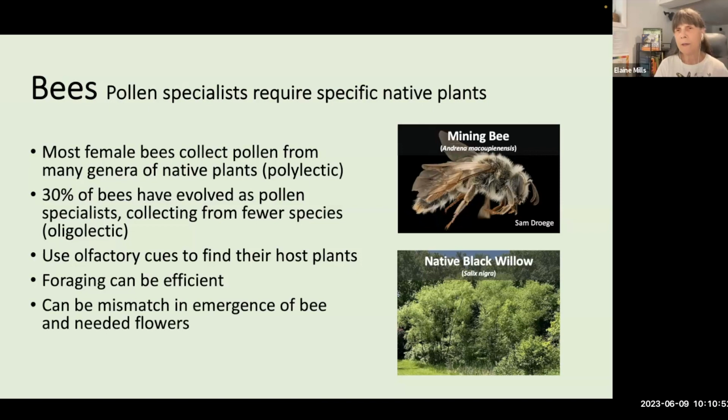efficient. One concern these days with climate change is there can be a mismatch in the emergence of the bees that may rely on warmer air temperatures and the emergence of their needed flowers, which may in some cases refer to day length to emerge.